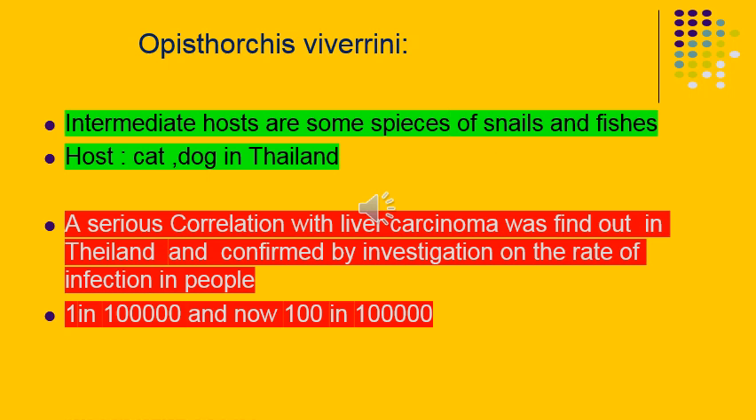But something which is necessary to mention is that a serious correlation with liver carcinoma was found in Thailand and confirmed by investigation of the rate of infection in people. It went from 1 in 100,000 to now 100 in 100,000 people infected with carcinoma among those who are infected with Opisthorchis viverrini.